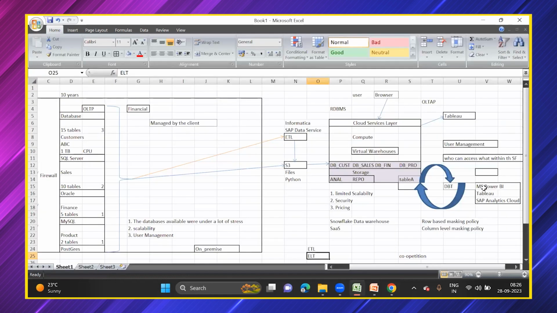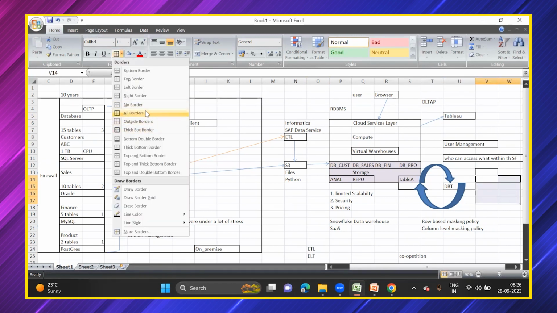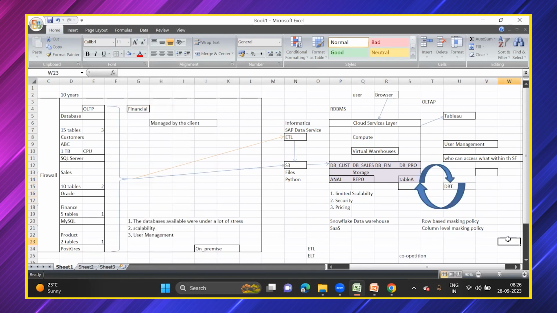Once your data has been transformed, you can use the reporting tool to connect to this. I will remove this, it is not required. This as well, this I do not want, and this I can also remove. So this is how you can have the end-to-end picture.